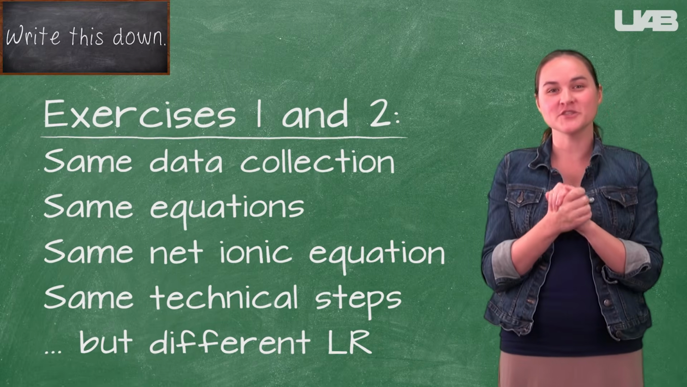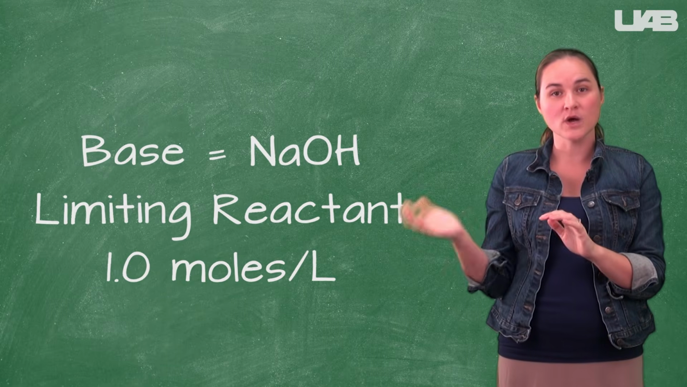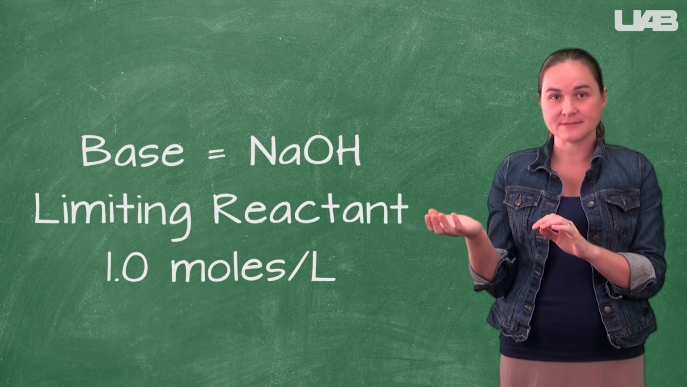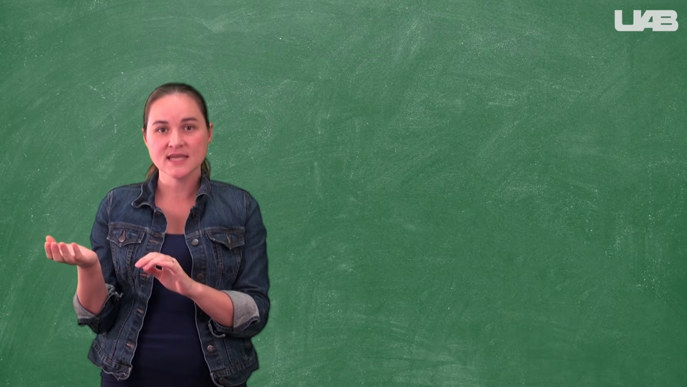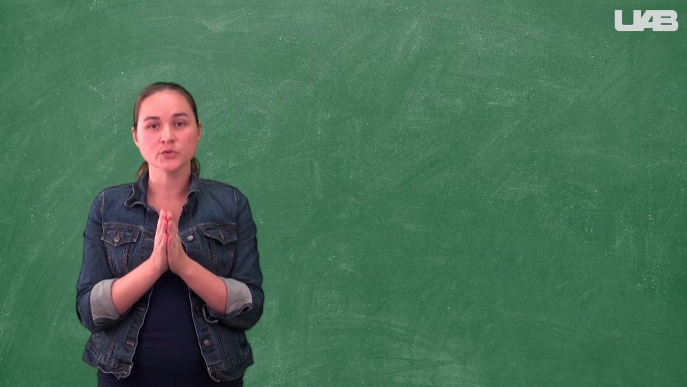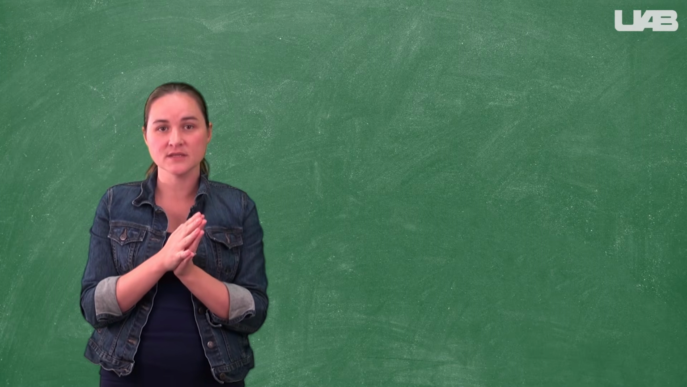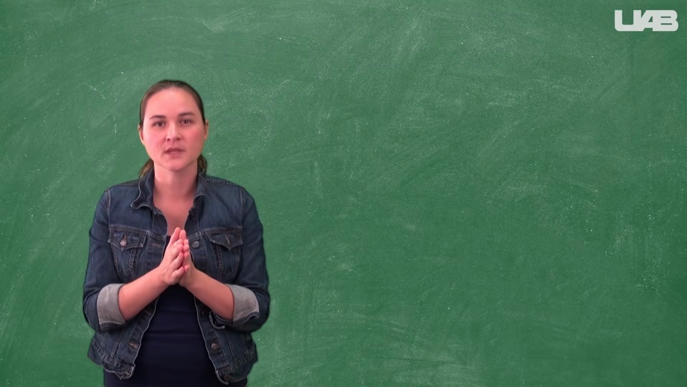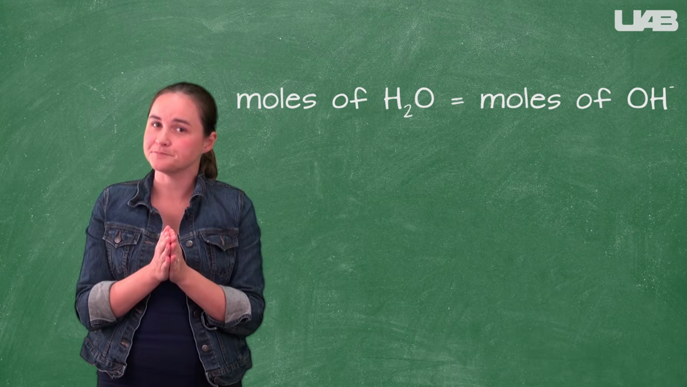The difference between the two exercises is that the limiting reagent is different. For exercise 1, the limiting reagent is the base. As we mentioned, this is because we have a known concentration of the base and we are able to easily measure a volume. This gives us a direct route from reactants to products, which allows us to calculate the enthalpy of the reaction, as you saw. The moles of water produced will be equal to the moles of base that reacted.